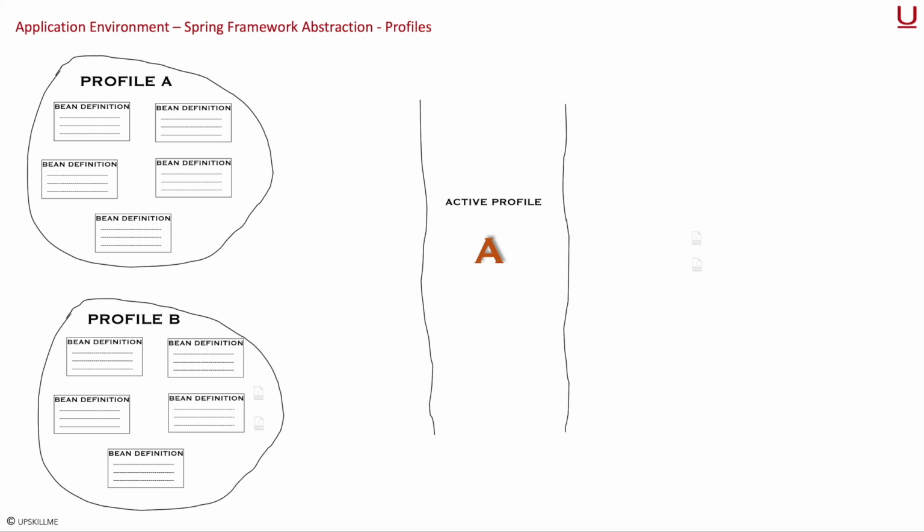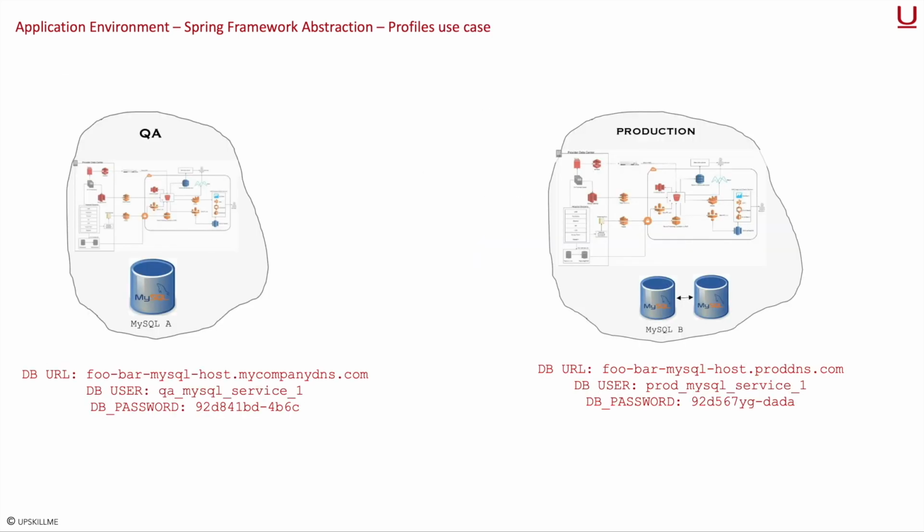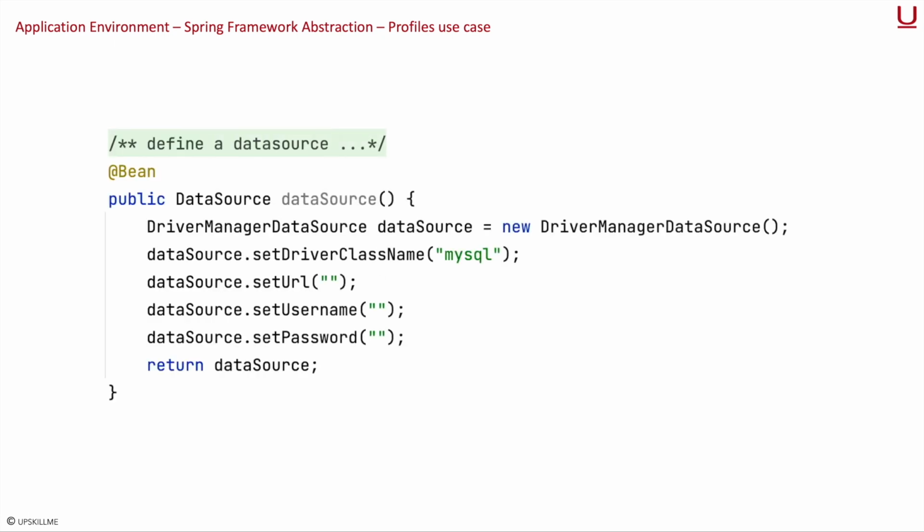The role of the environment object with relation to profiles is in determining which profiles are currently active and which profiles should be active by default. To understand profiles practically, let us consider the use case of different databases for different environments. To define a database, you define a data source bean in your configuration like this.